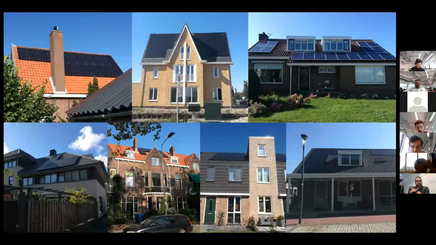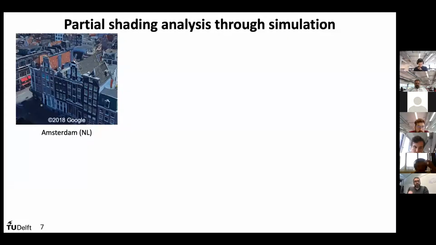You can see here examples of rooftops where there is shade that is blocking sunlight over many modules of the system. And we need a way to improve performance under partial shading. Our approach is based, first of all, on an analysis through simulation of different shading scenarios.